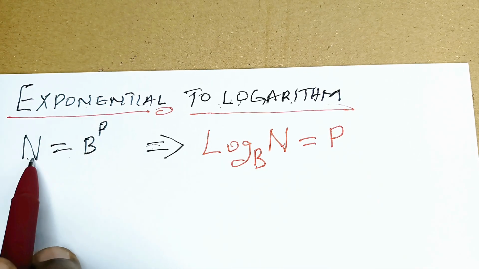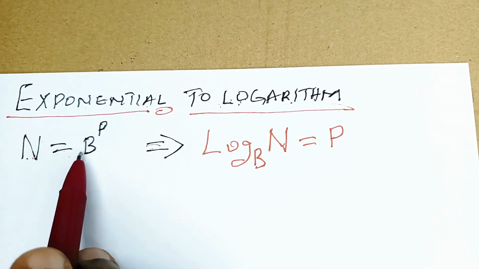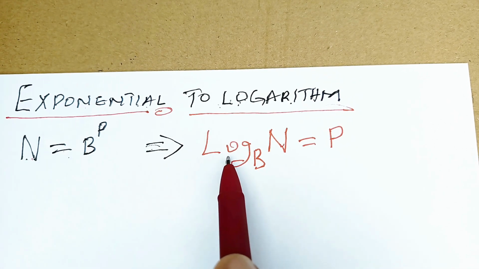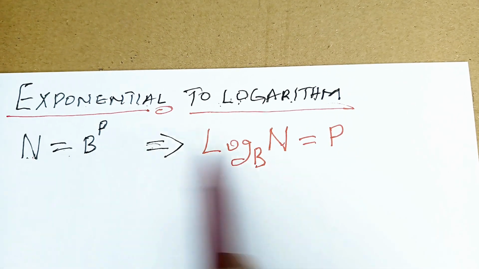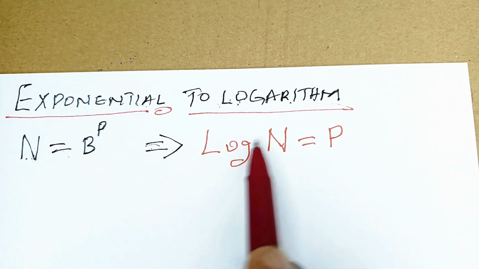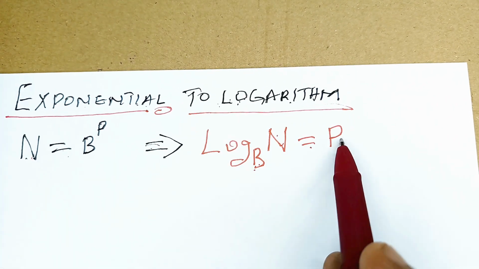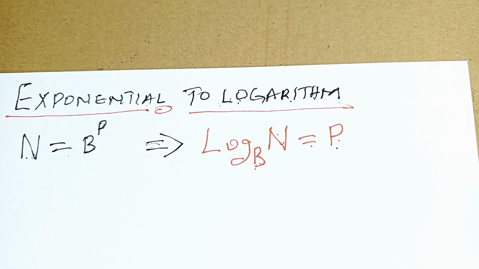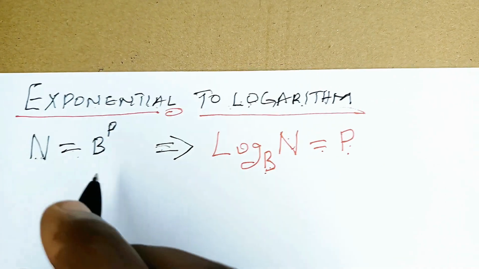For exponential, you have number is equal to a base raised to a power. When it's coming to log, the conversion means log of that number to the base, because this is the setup, number to the base, is equal to power. So the power of the exponential is the answer in logarithm. So let's take some examples now to confirm this.